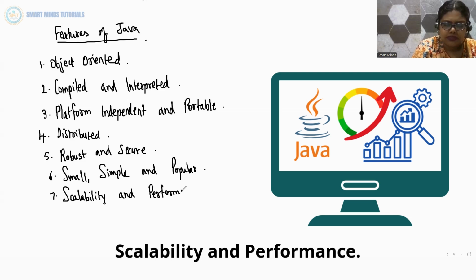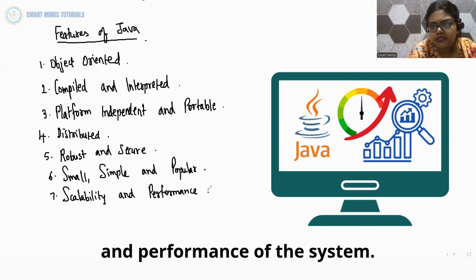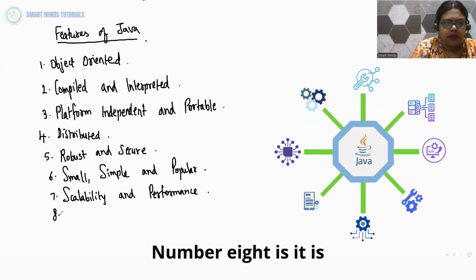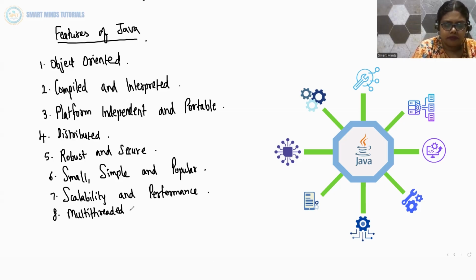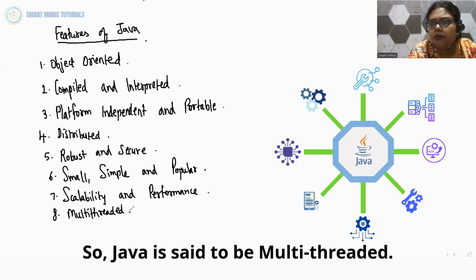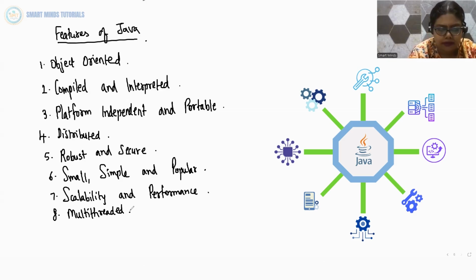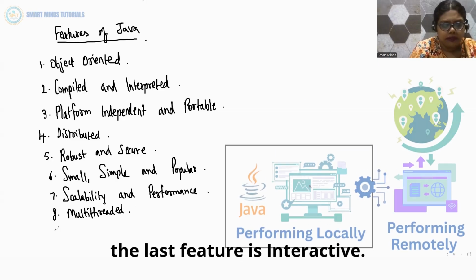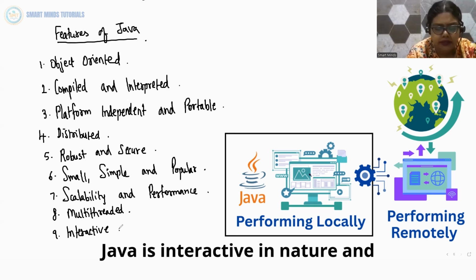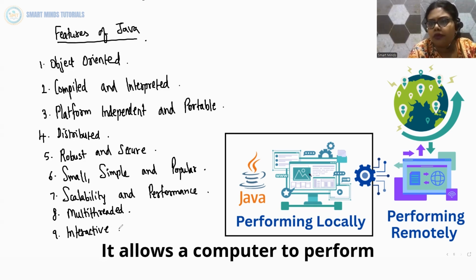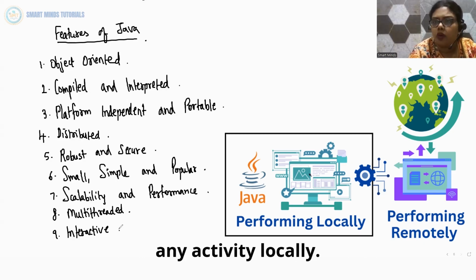Number seven is scalability and performance. Java increases scalability and performance of the system. Number eight is it is multi-threaded. Java is said to be multi-threaded since it has the ability of performing multitasking. And the last feature is interactive. Java is interactive in nature and it allows a computer to perform remote activities while performing any activity locally.